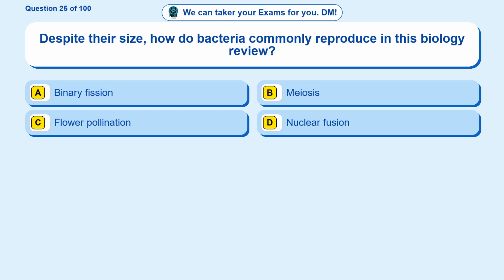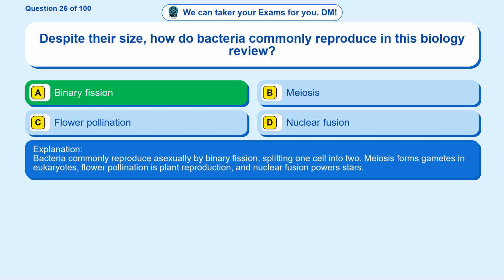Question 25. Despite their size, how do bacteria commonly reproduce in this biology review? Option A, binary fission. Option B, meiosis. Option C, flower pollination. Option D, nuclear fusion. The correct answer is option A. Binary fission. Bacteria commonly reproduce asexually by binary fission, splitting one cell into 2. Meiosis forms gametes in eukaryotes, flower pollination is plant reproduction, and nuclear fusion powers stars.